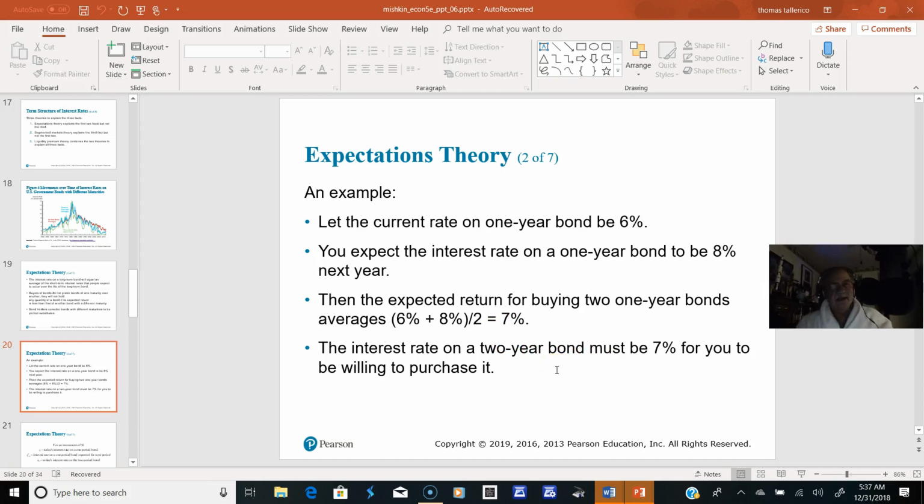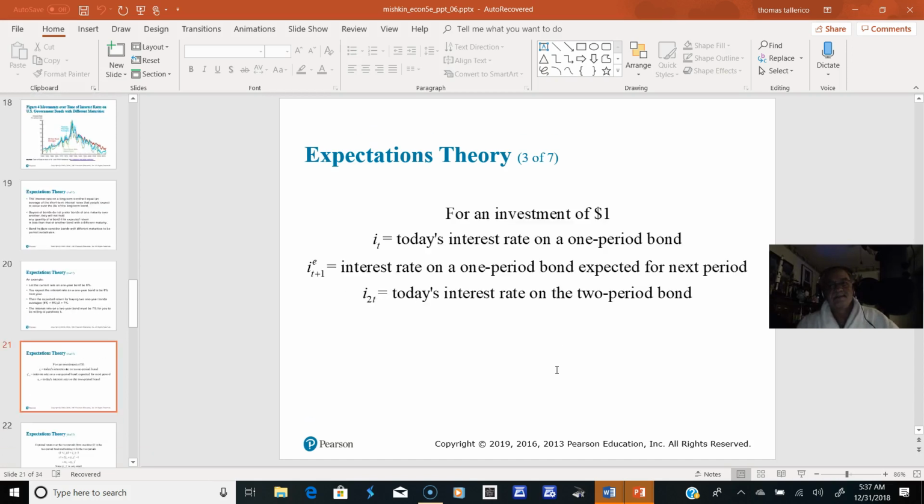So all things being equal, of course. For an investment of $1, today's interest rate is shown by IT, and the interest rate on a 1-period bond expected for the next period is IT plus 1, and here's the 2-period bond interest rate. So we've got 3 interest rates there that we just talked about.